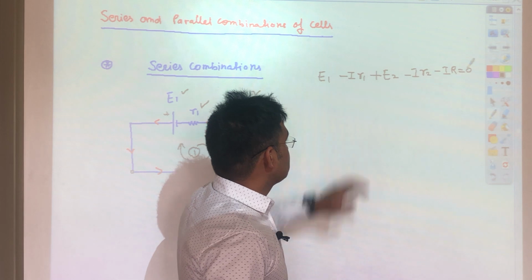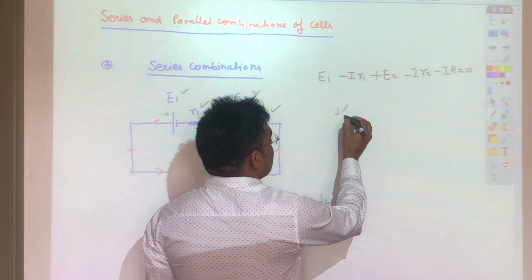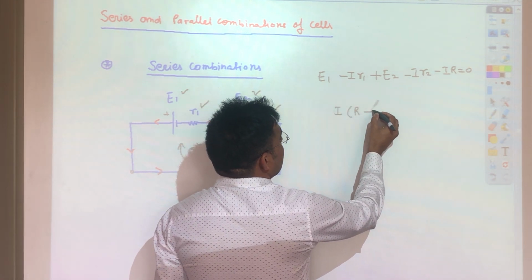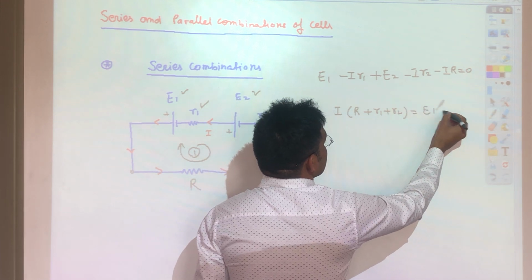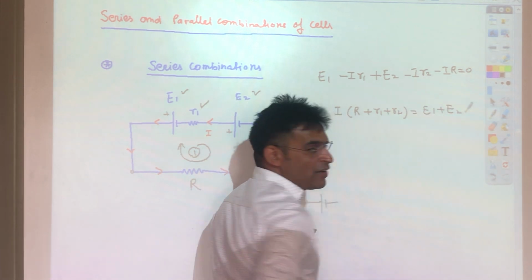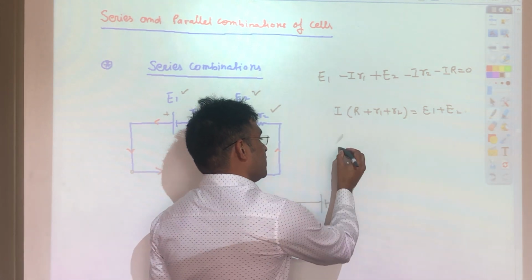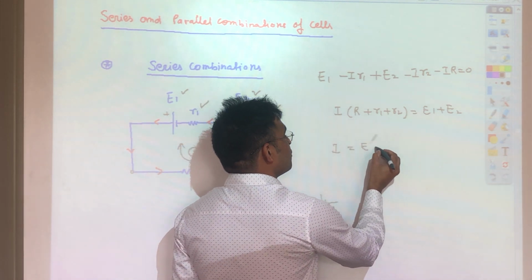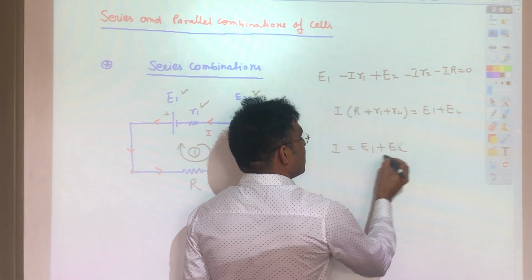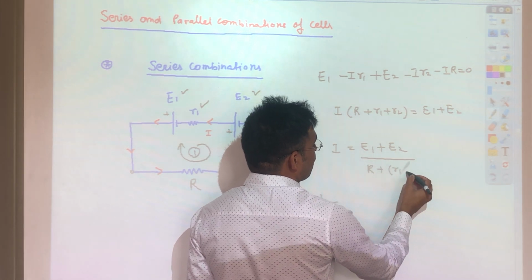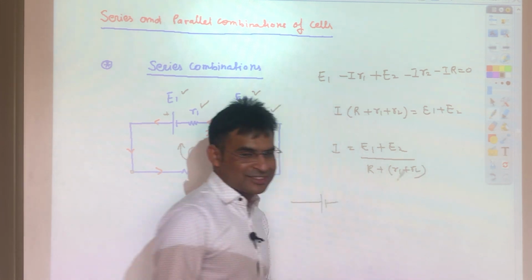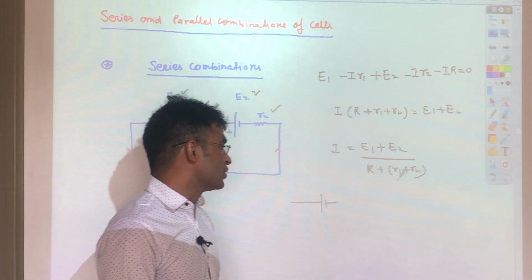If I solve this expression, what can I get? I times R plus R1 plus R2 is equal to E1 plus E2. If I simplify this a bit more, I is equal to E1 plus E2 divided by R plus R1 plus R2. Just simple mathematical calculation, nothing else.